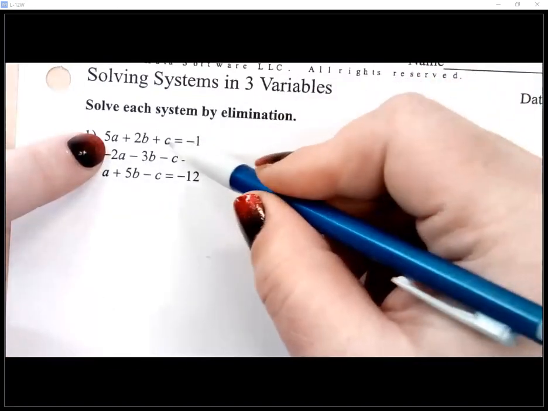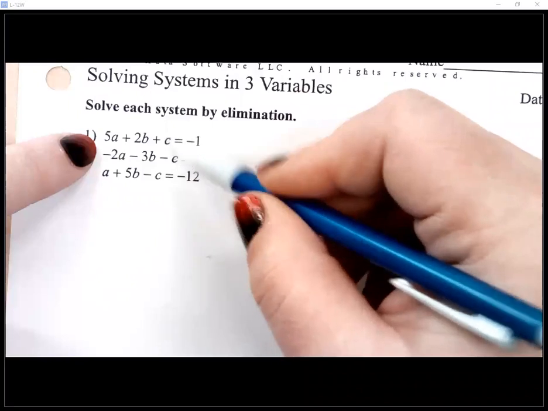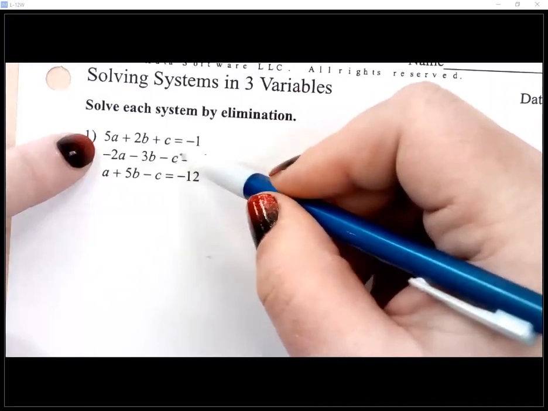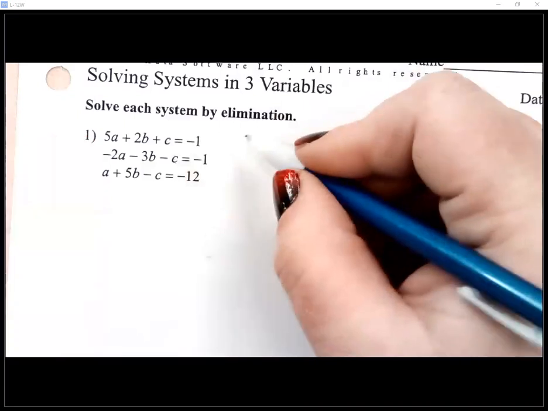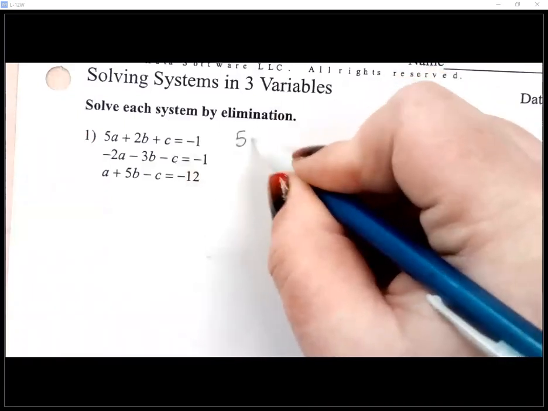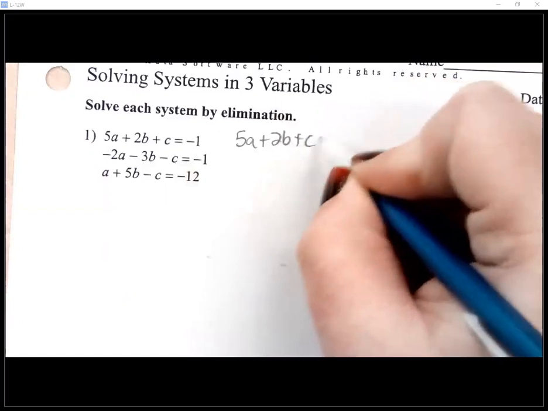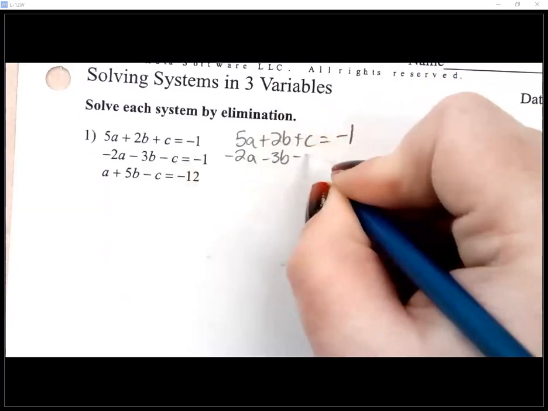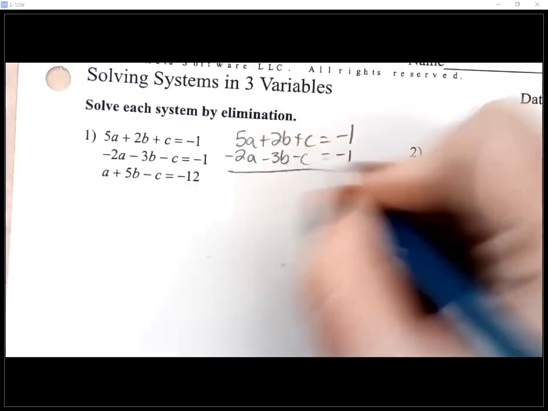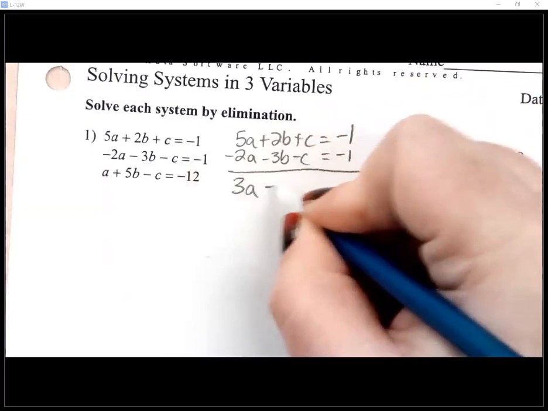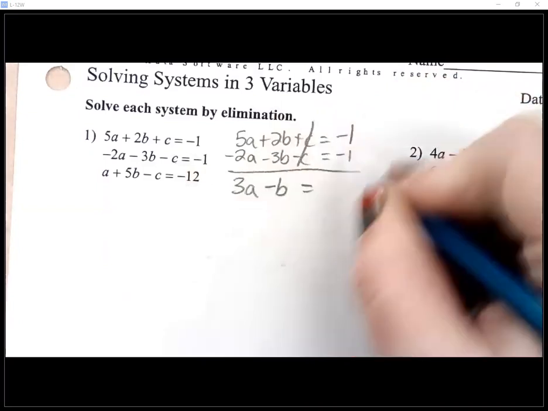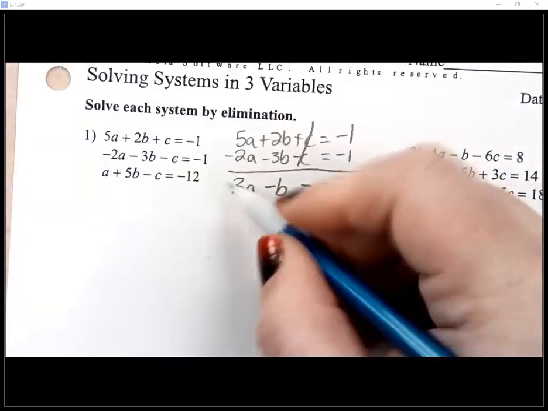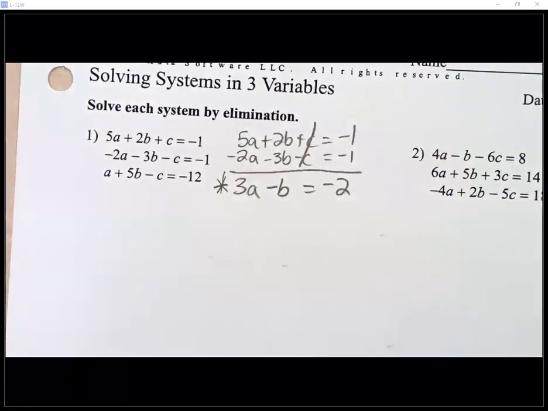I already have the C's as opposite in the first 2. You see that? So let's just take the first 2, add them together, and we can eliminate C. So if I add these 2, I get 3A minus B. C is gone. -2. So I'm going to star that equation. So far, so good.